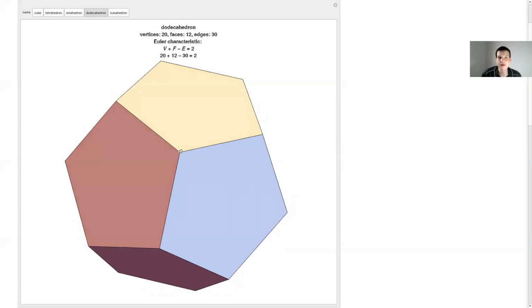Similarly, you can count the vertices. Each pentagon itself has, of course, 5 vertices, but as you can see, each vertex is adjacent to 3 pentagons, so you take 60 and divide it by 3, and you get 20. And you get, again, 20 V minus E plus F equals 2.